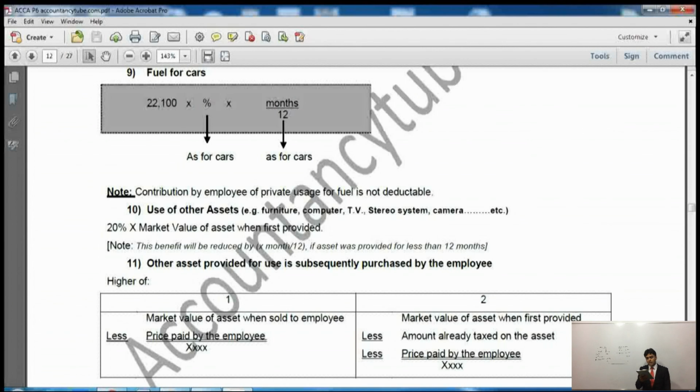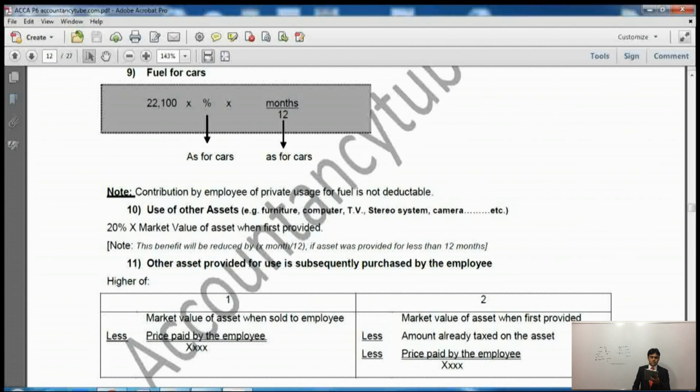22,100 multiplied by the percentage. Now what percentage is this one? This percentage is exactly the same one which you calculated above in the cars. So if you have calculated say 20% or 30% above, then it will be exactly the same here. And also you will have to take the months. If it is provided for less than a year, you will have to multiply by months divided by 12, right? And these months are exactly the same ones for which the car was provided. Say for example, the car was provided for 10 months, then 10 over 12.